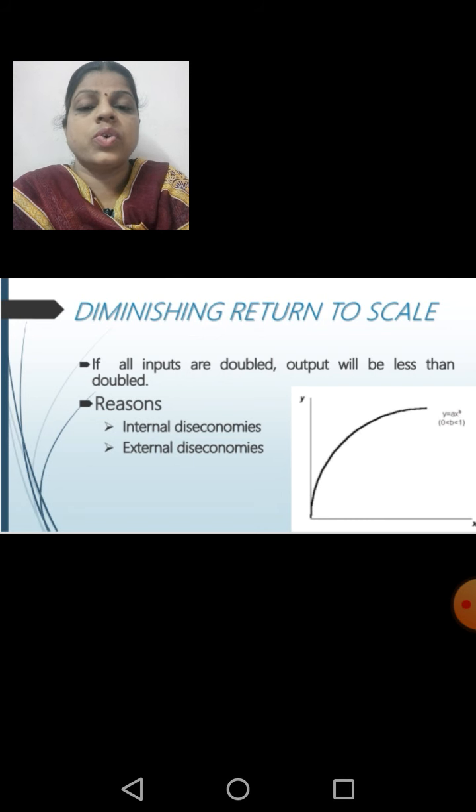So children, the short run production function is the law of variable proportions, and this theory, returns to scale, is the long run production function. In the same manner, here also we have increasing returns, constant returns, and diminishing returns. And so far we have explained all these returns.